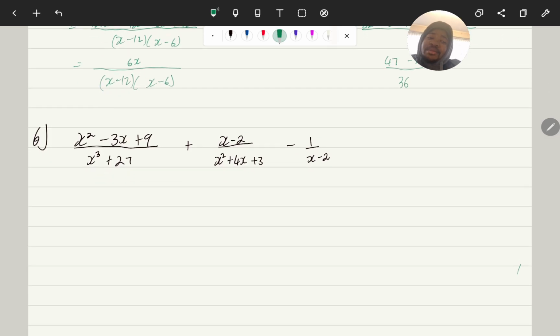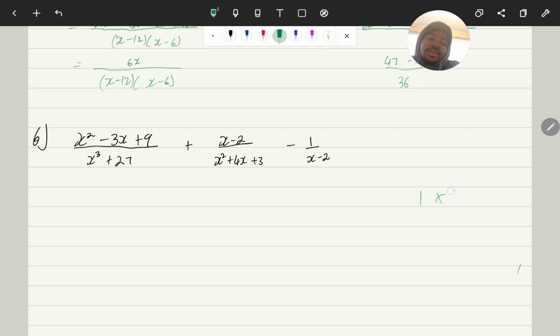But here, I have numbers as well as variables in my numerator, and the same is true of my denominator. So there's a possibility that a particular bracket in my numerator can divide a particular bracket in my denominator. I don't know that. That's why I need to check. This guy, can I factorize him?